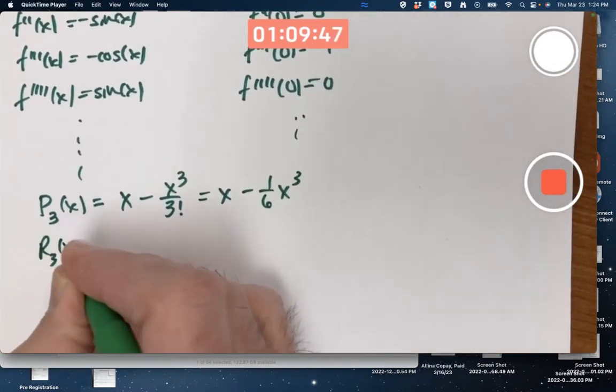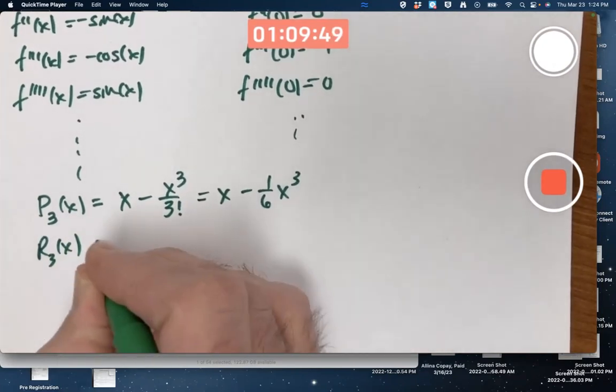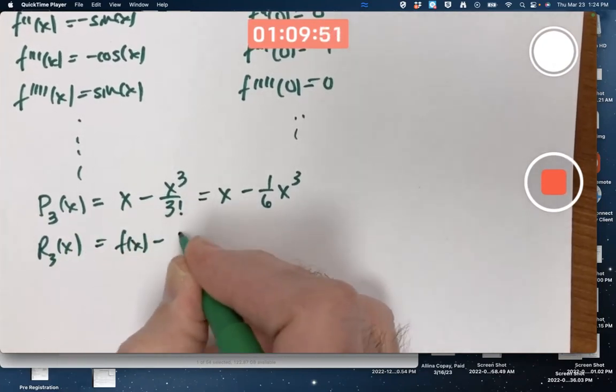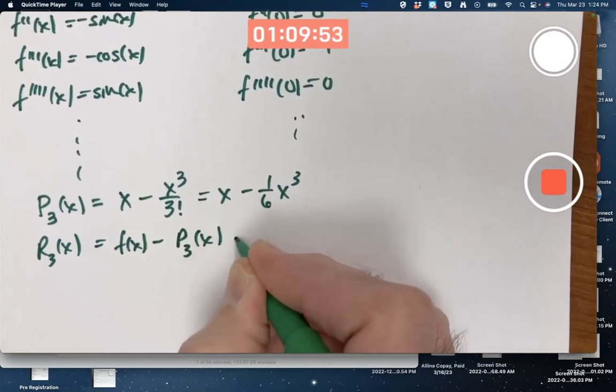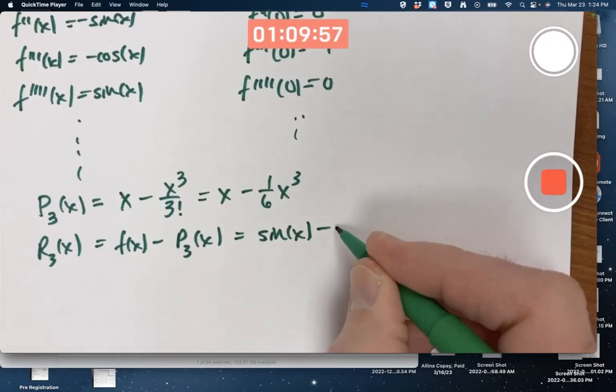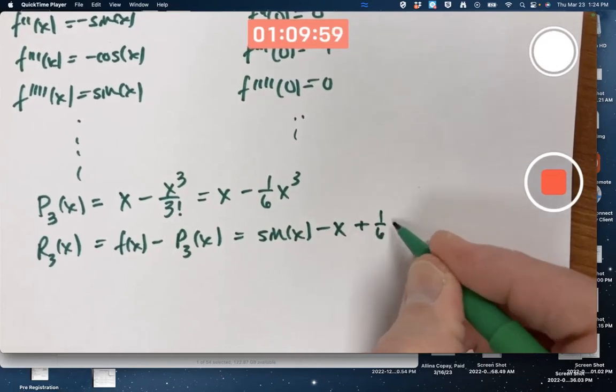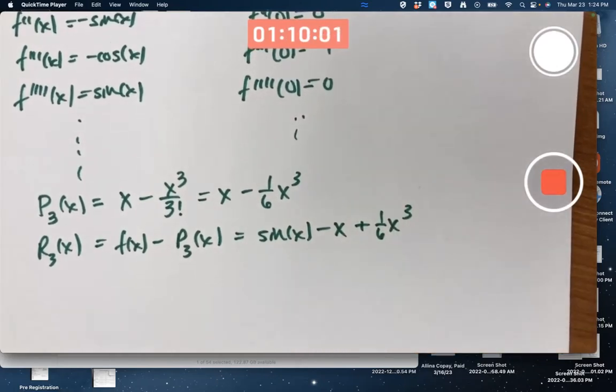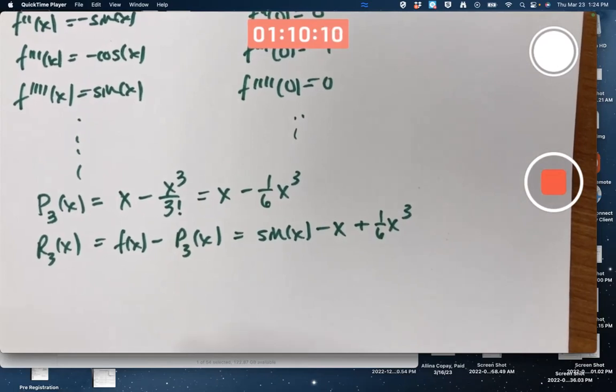R3 of x: since f is not a polynomial, R is not going to be a polynomial either. This is going to be sine of x minus x plus 1/6 x cubed. So you might think maybe the xi of x is just impossible to find here. But no, it actually is possible to find.